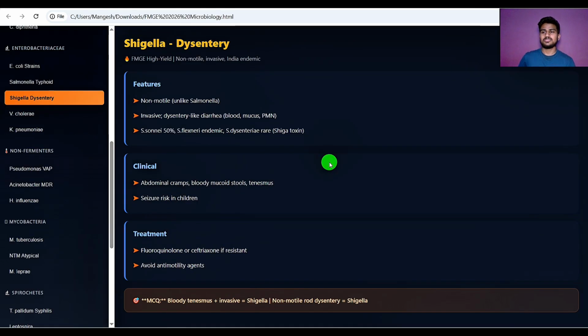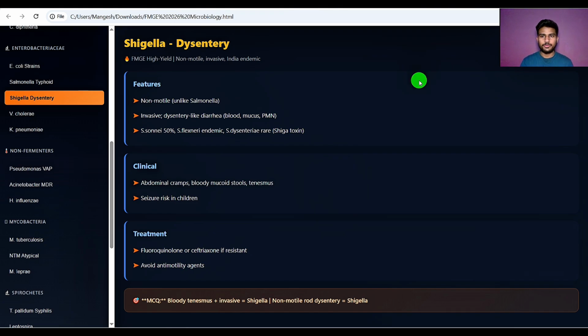The next is about Shigella dysentery. Dysentery means mucus and blood are passed out while passing stools. So that is what dysentery is. We already read about Shigella in the E. coli strains, but now we are going to discuss Shigella extensively.